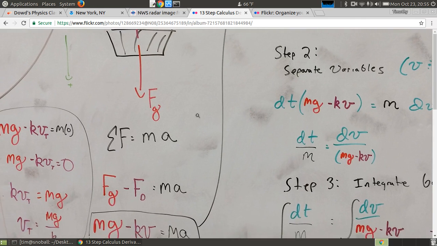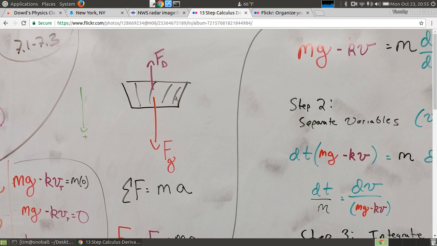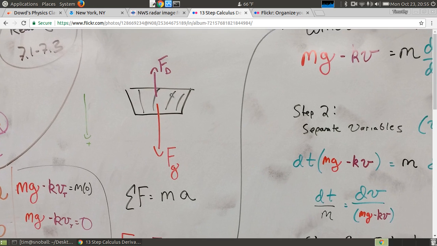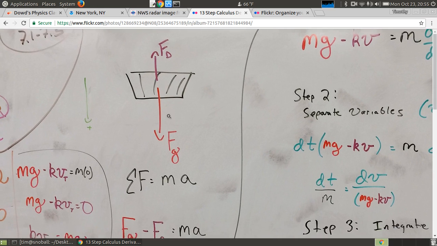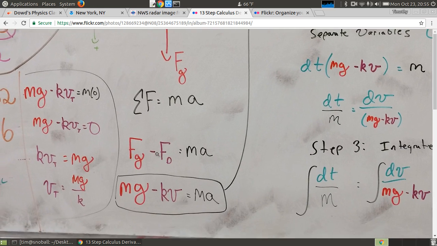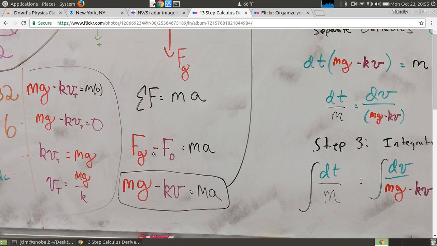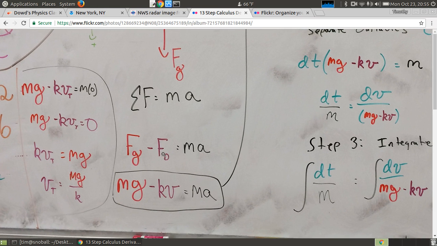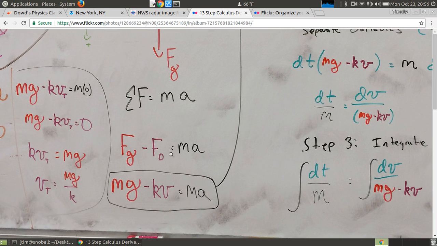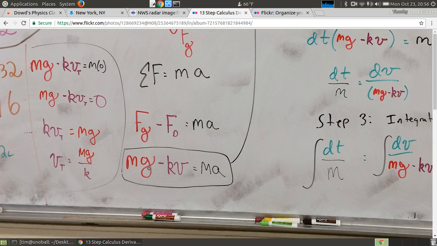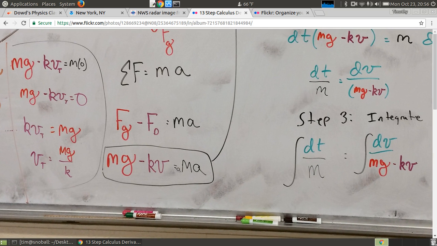We start with an equation that has an acceleration, and it just comes from our free body diagram or force picture. So sigma F equals ma. I list my forces, Fg minus Fd. I'm using downward as positive, equals ma. I plug in my equations, mg minus kv equals ma. So that's my acceleration equation that I'm going to start integrating to try to come up with a velocity function.